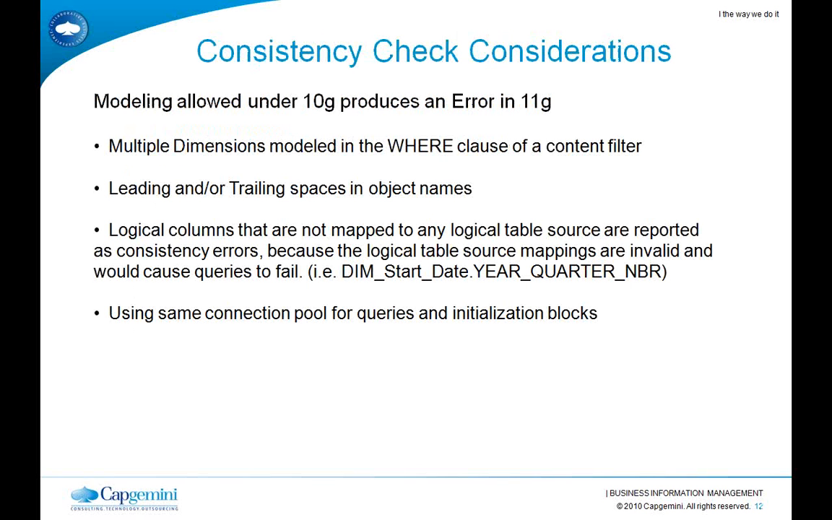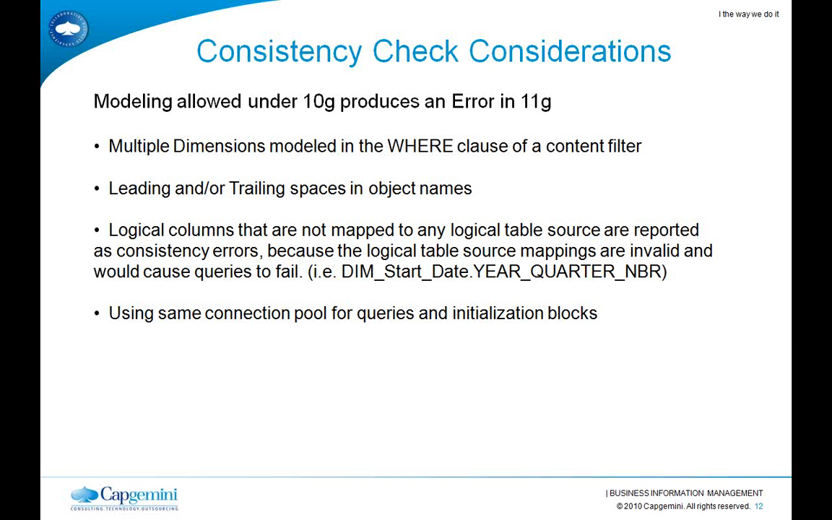And finally, there are some consistency check things to know about, which were allowed in 10G but will produce an error in 11G and result in your upgrade process failing. So if you've got multiple dimensions in the where clause on the content filter, and this is more for those of you out there who are familiar with the RPD and metadata, those are no longer supported in 11G. You'll have to work with that a little bit differently.